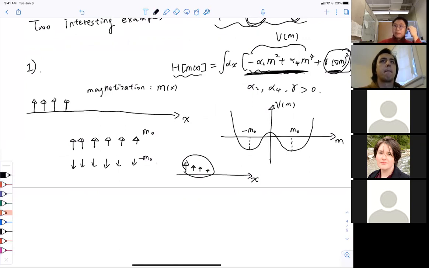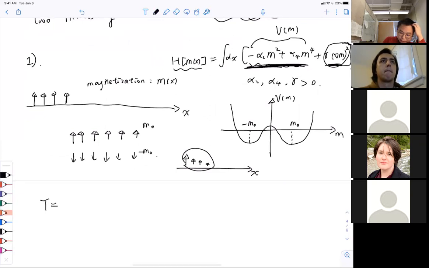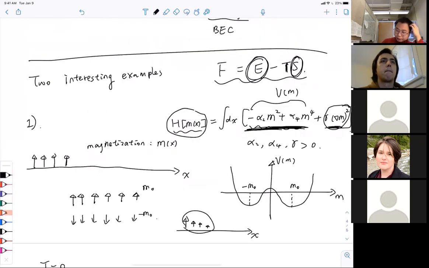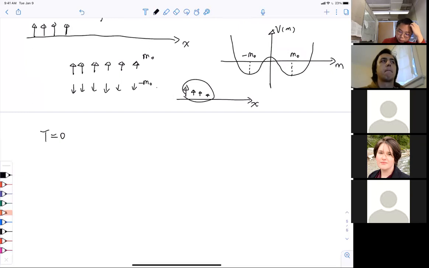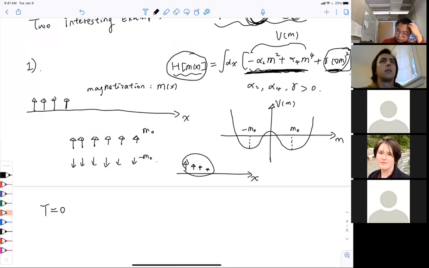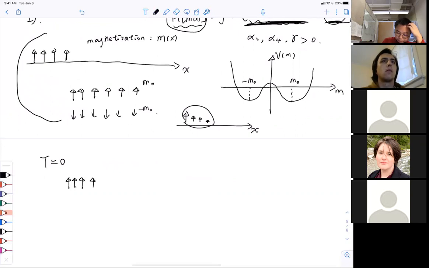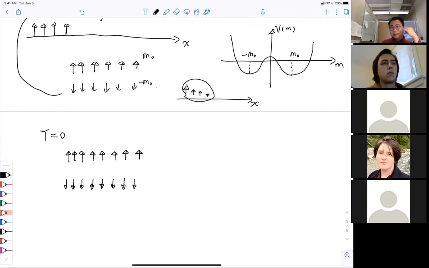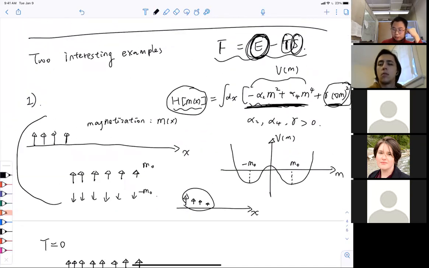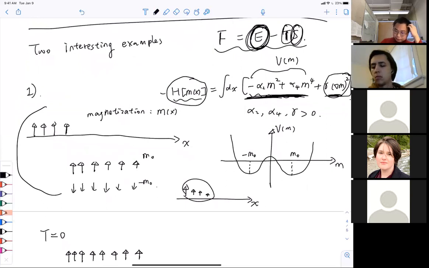Okay, so let us look at T equal to 0. Basically, we only care about the energy. Let's forget about the entropy. So at T equal to 0, the free energy reduces to this energy. At T equal to 0, what is the ground state? According to what I said here, we know it can be all spin up, or all spin down, right? That's the ground state. This will minimize this Hamiltonian. This is the energy, right?